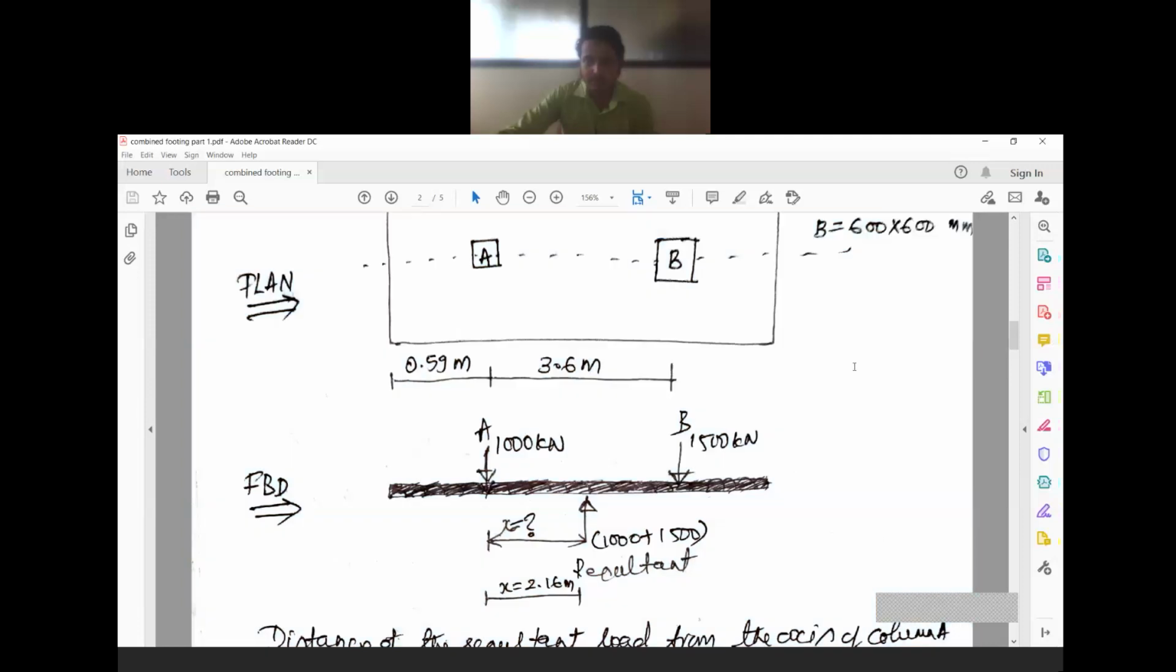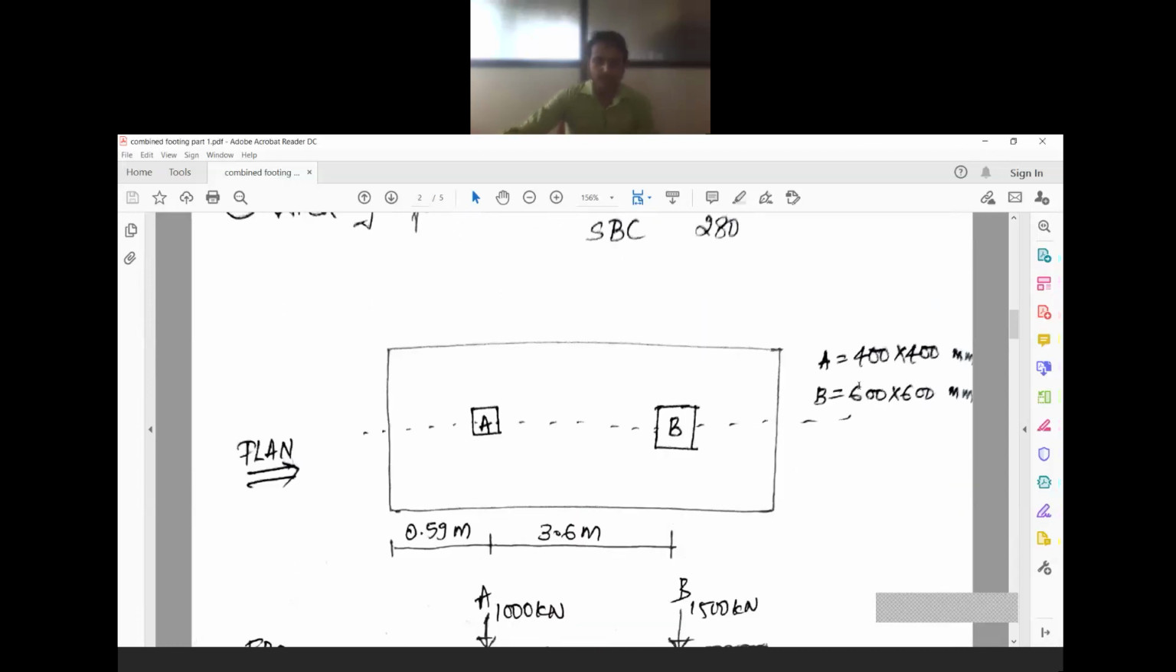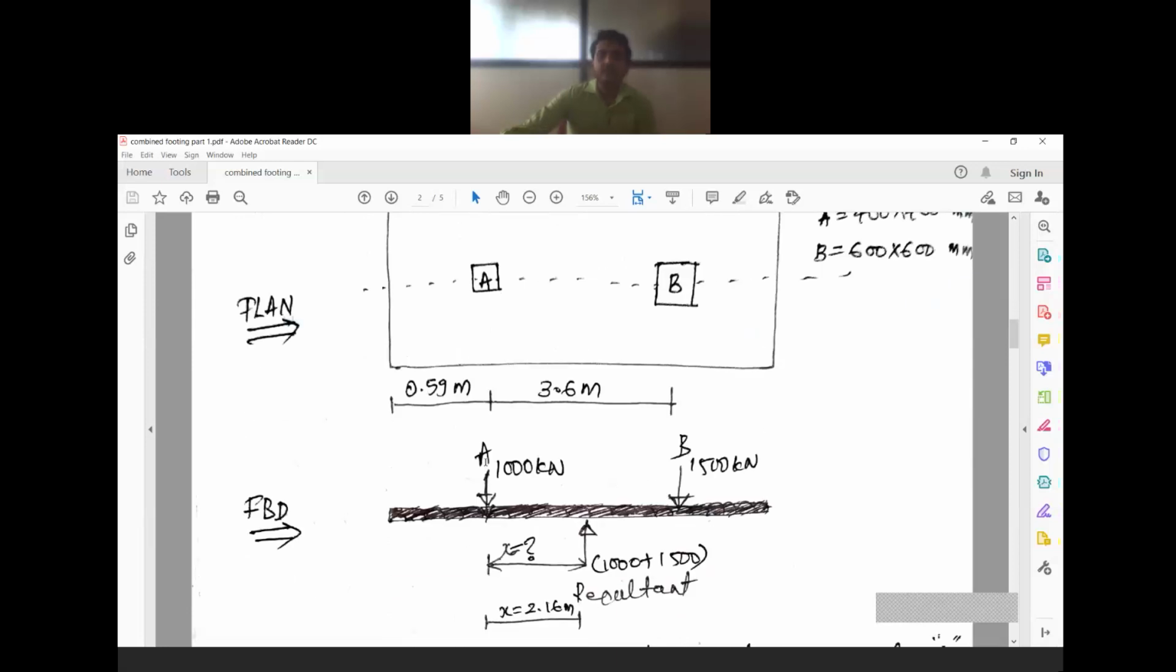Okay, now we shall continue with this problem. We have calculated the area of foundation. S1 is 9.821 meter square. In the question, they have given the distance between two columns as 3.6 meters, and they have also given the projection length. That means from the axis of column A to the edge of the foundation, it is 590 mm, or 0.59 meters. Okay?